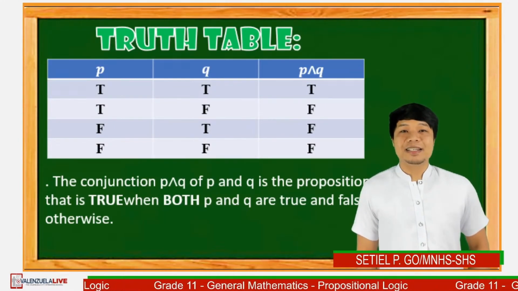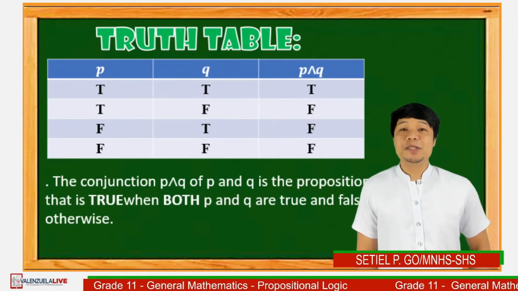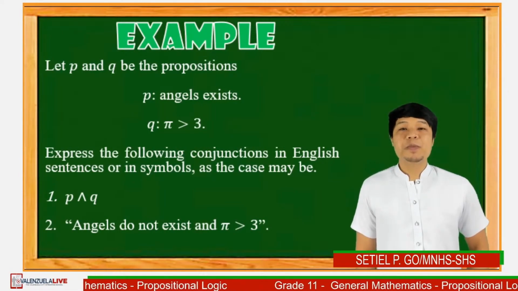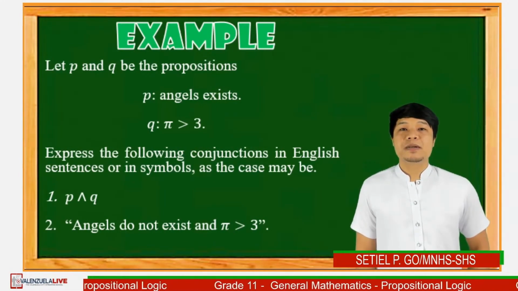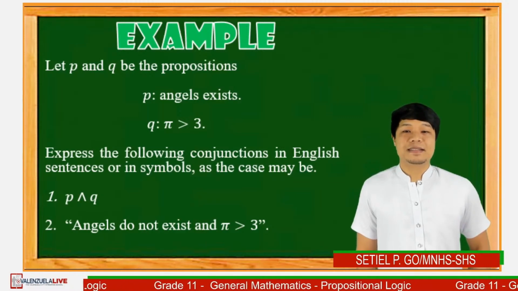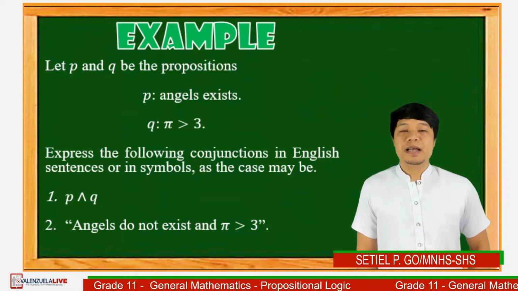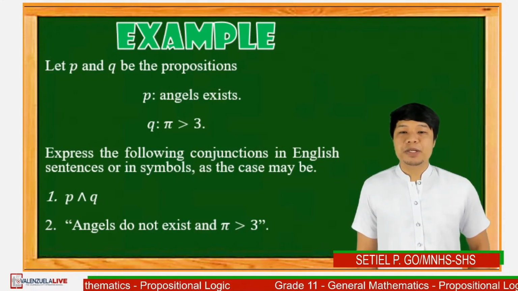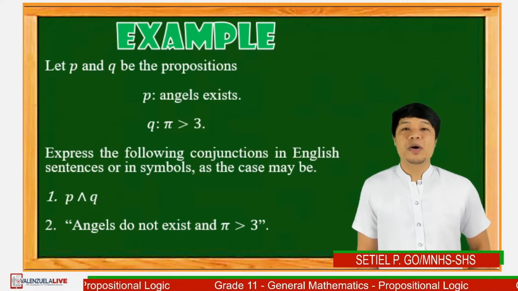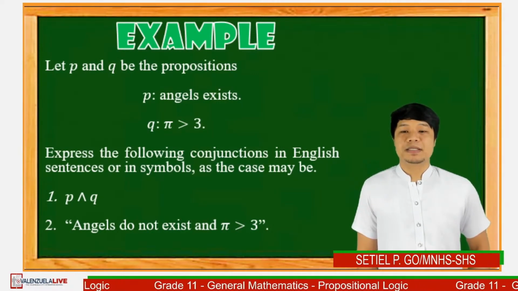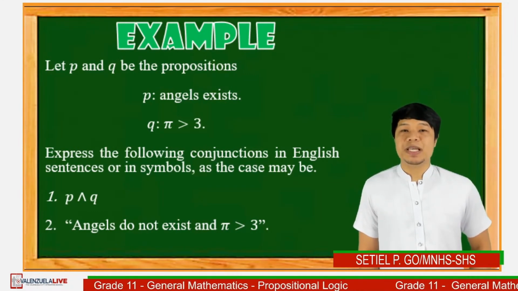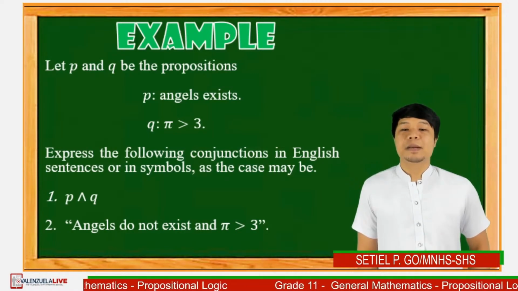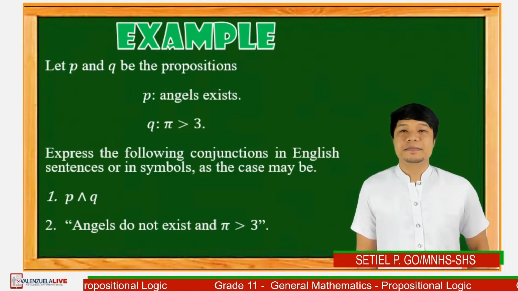For us to enlighten further about conjunction, let's proceed to another example. Let P and Q be the propositions. P consists of angels exist. Proposition Q will be pi is greater than 3. We are going to express the following conjunctions in English sentences or in symbols as the case may be. Number 1, the conjunction of P and Q. Number 2, angels do not exist and pi is greater than 3.